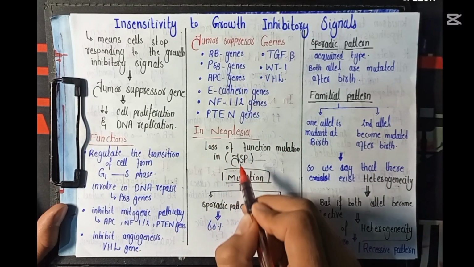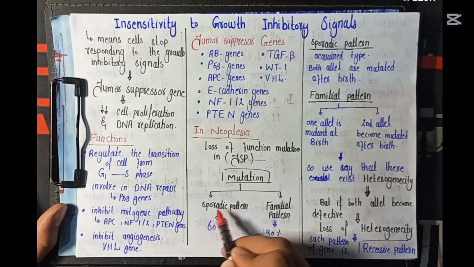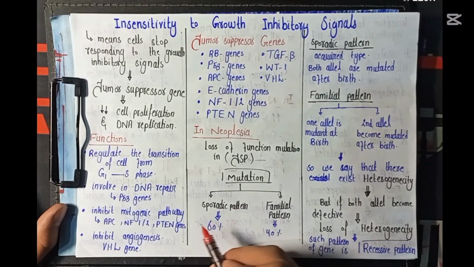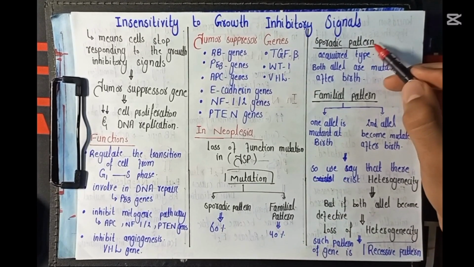Normally, the tumor suppressor genes inhibit the cellular proliferation, but in neoplasia, there is loss of function mutation in the tumor suppressor gene, and the mutation in the tumor suppressor gene may be sporadic or familial. Sporadic mutation occurs in about 60% of the cases, while familial mutation occurs in about 40% of the cancers. So the first one is the sporadic mutation.